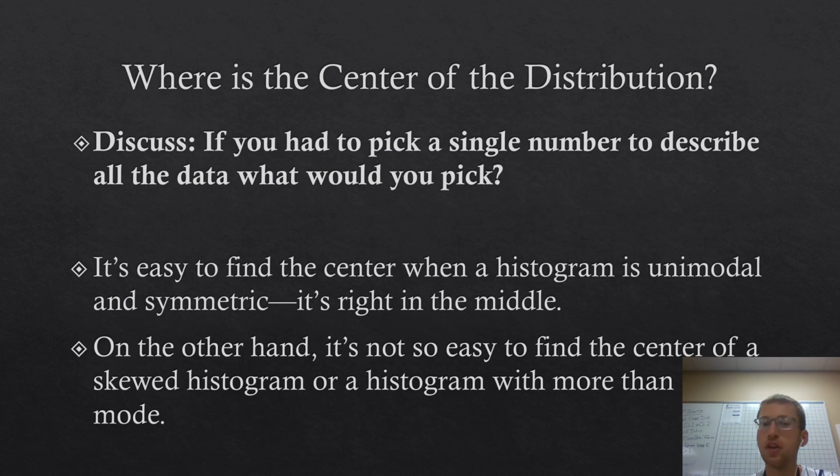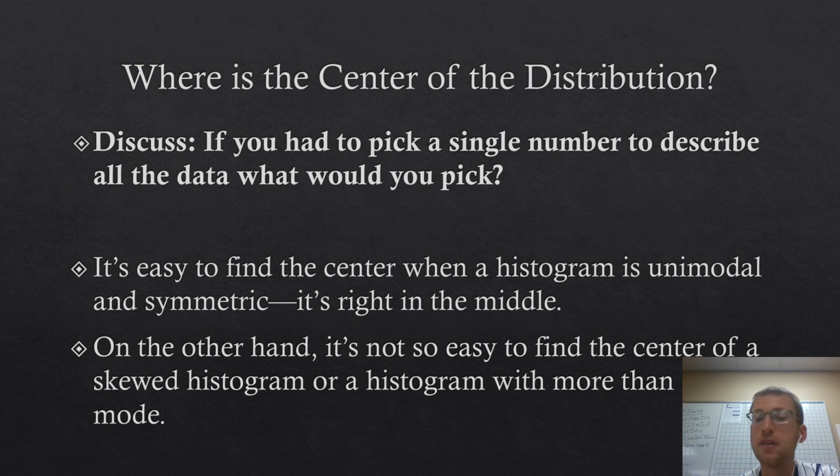So we've talked about shape, we've talked about outliers. Now in SOCS, the C, we're going to talk about the center of a distribution, okay? So just for a moment here, I want you to answer this question. If you had to pick a single number to describe all the data in a data set, what value would you pick? So for example, if we're talking about income of all staff members at Fargo North High School, what single number would you choose to represent all people in that data set?